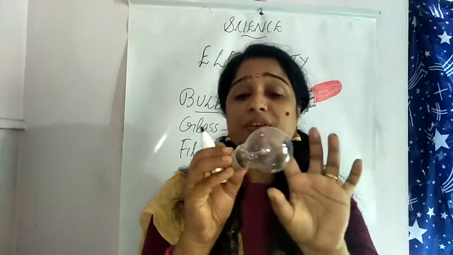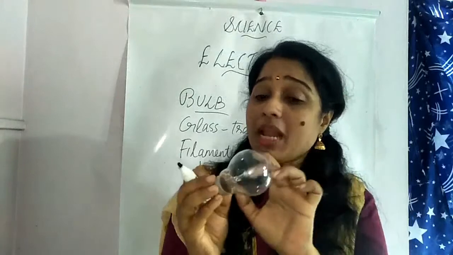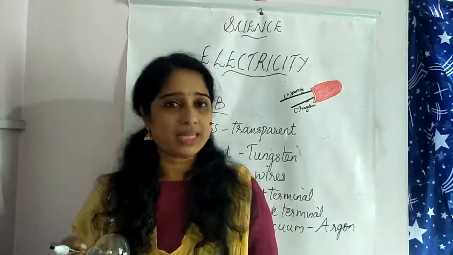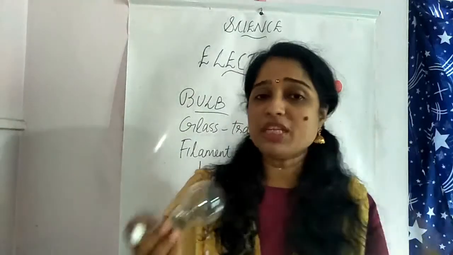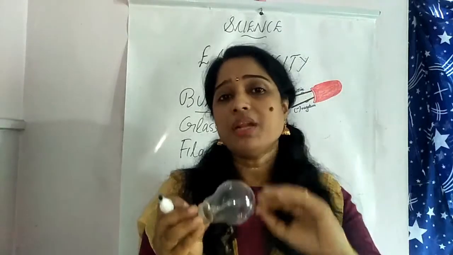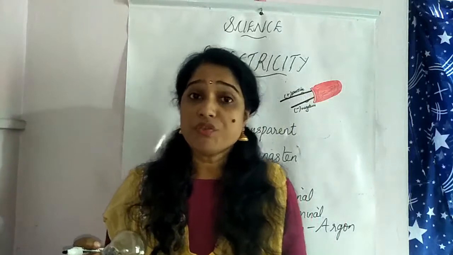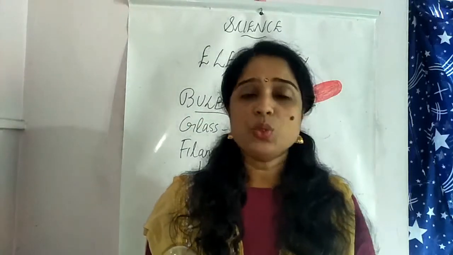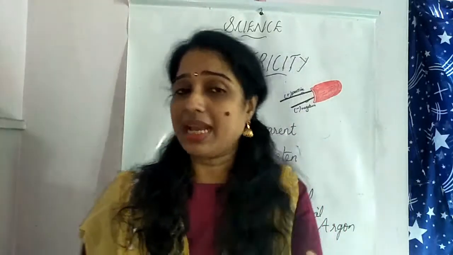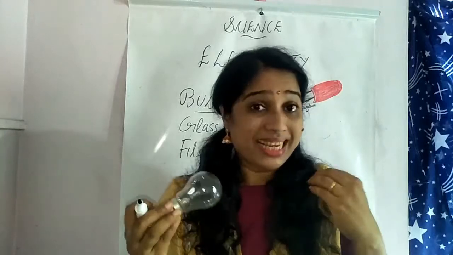And why is this bulb filled with argon gas? Because when the filament gets heated, it tends to break. To prevent the filament from breaking. This is a very, very important question for the examination: why is the bulb filled with argon gas? Because, to prevent the filament from breaking. Because of what? Because of heat. The electricity passes through the bulb, and electric energy heats the tungsten filament, so it would melt.